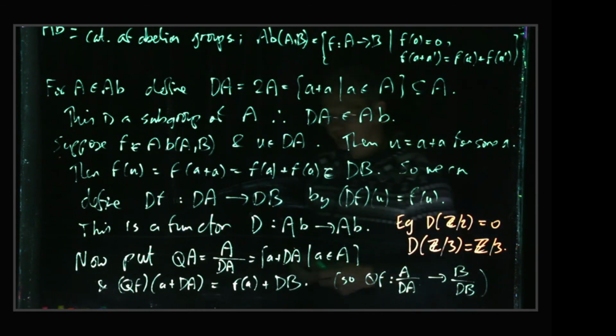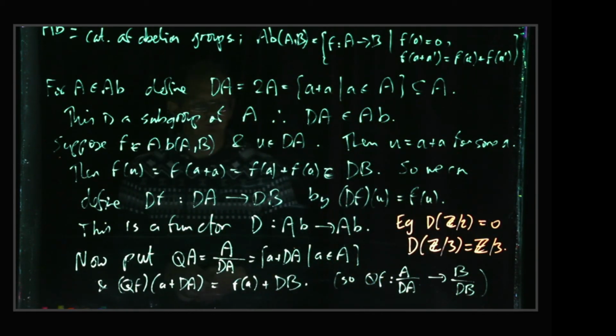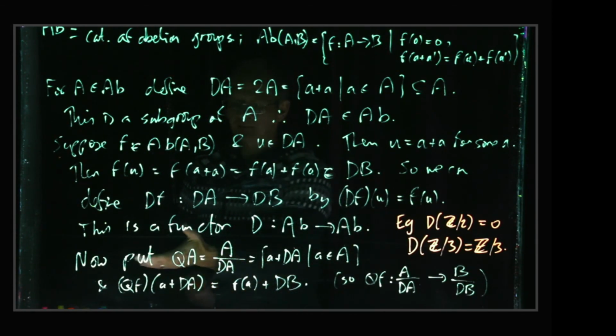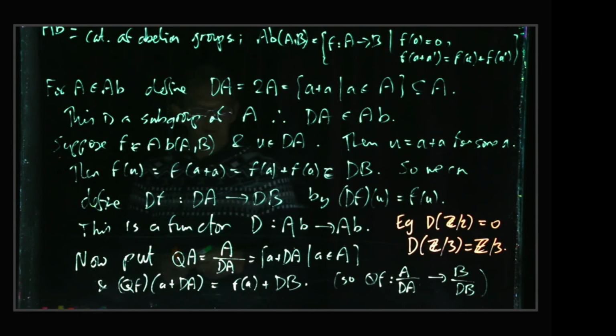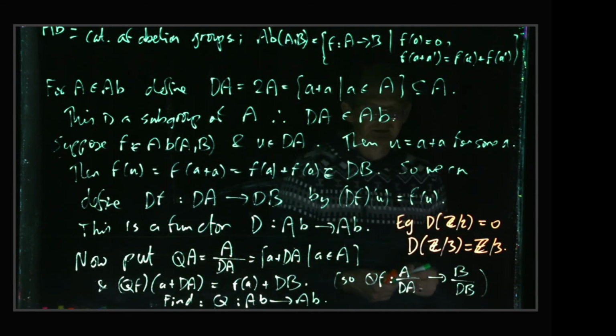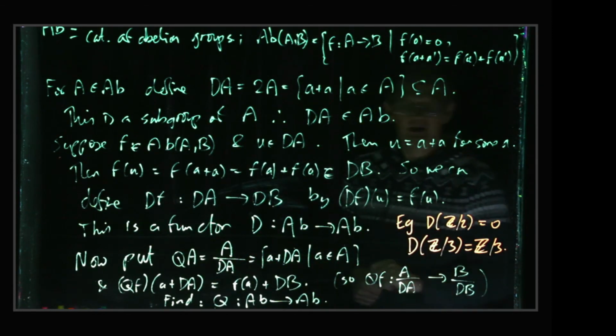None of those things are difficult, and they're spelled out in the notes. I'm not going to go through them in this video. But we find that Q is another functor from Ab to Ab. Okay. So that's a decent supply of examples of functors.